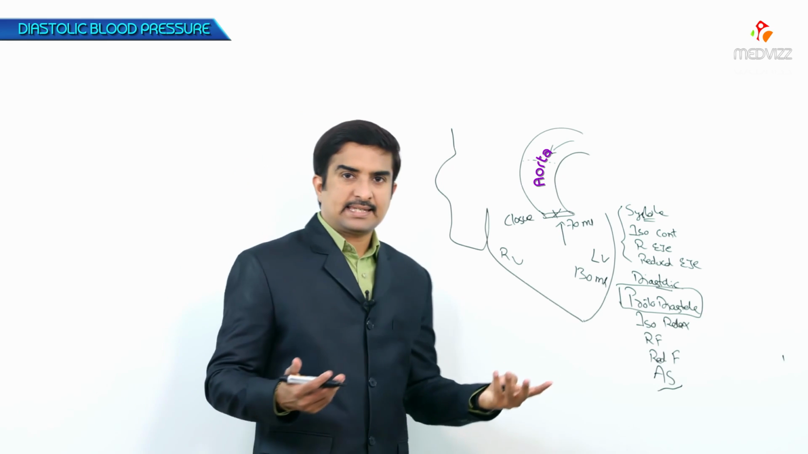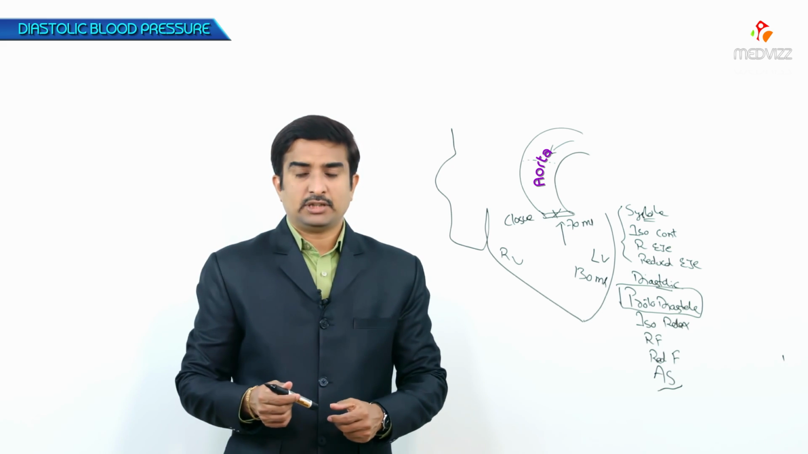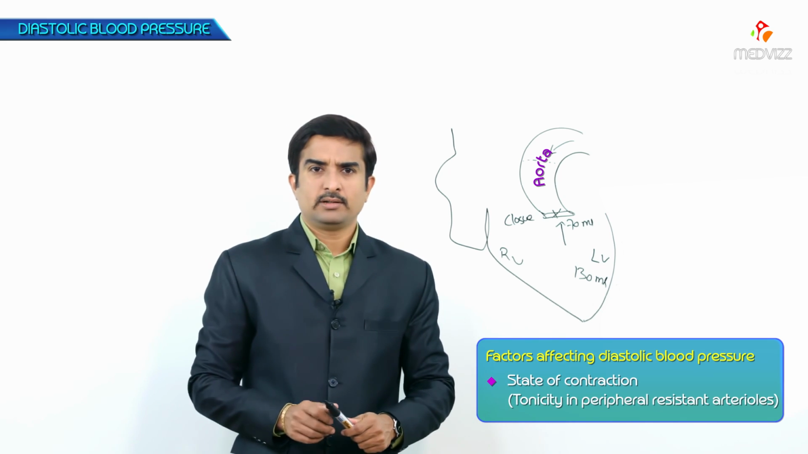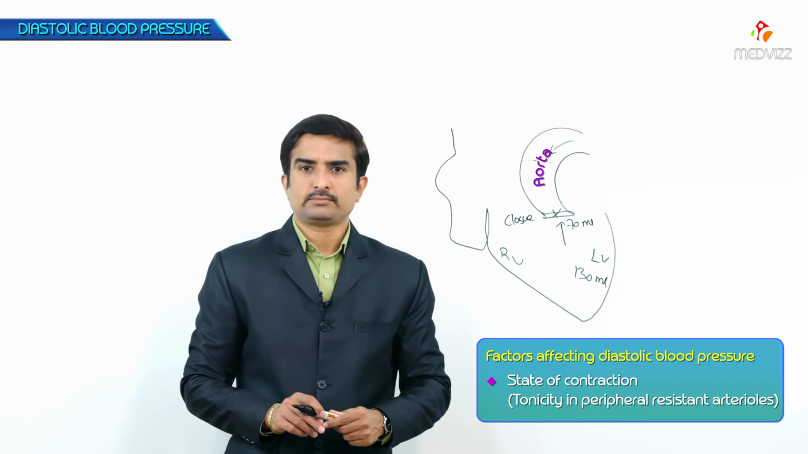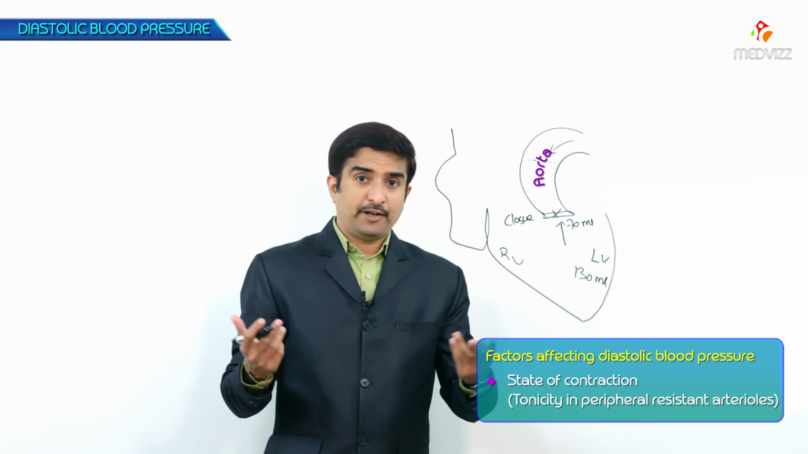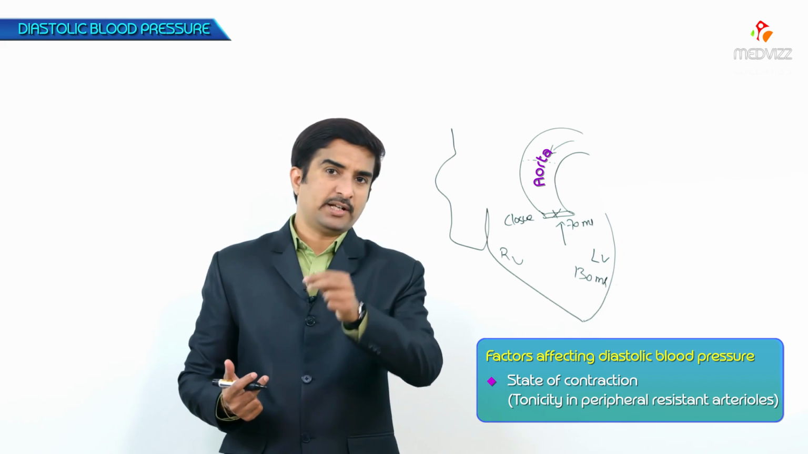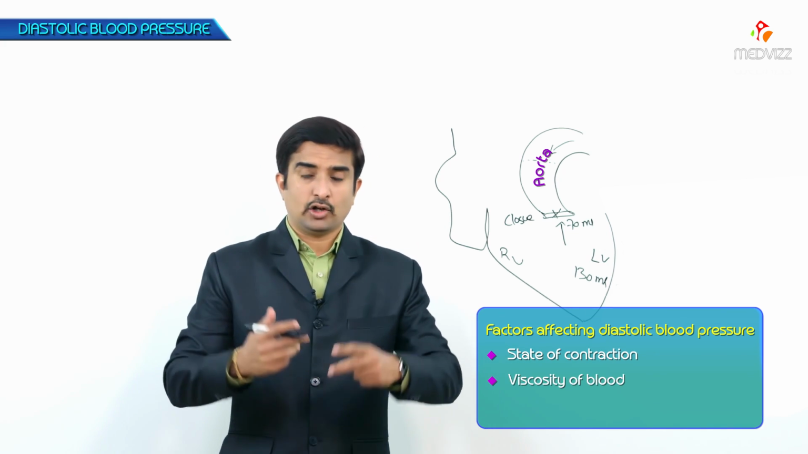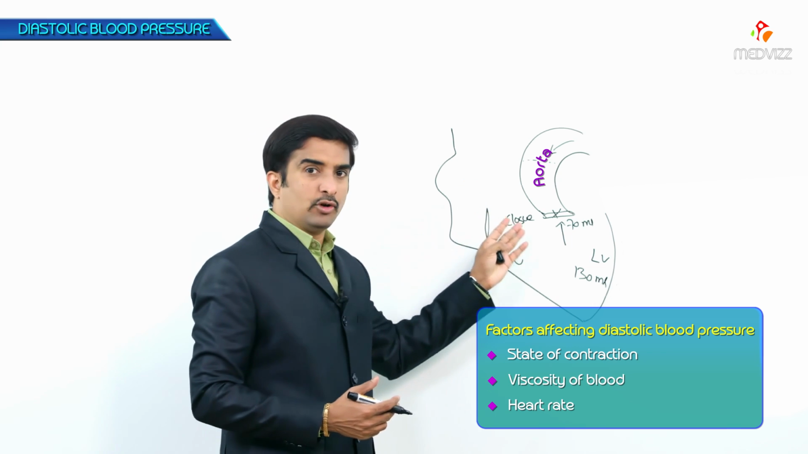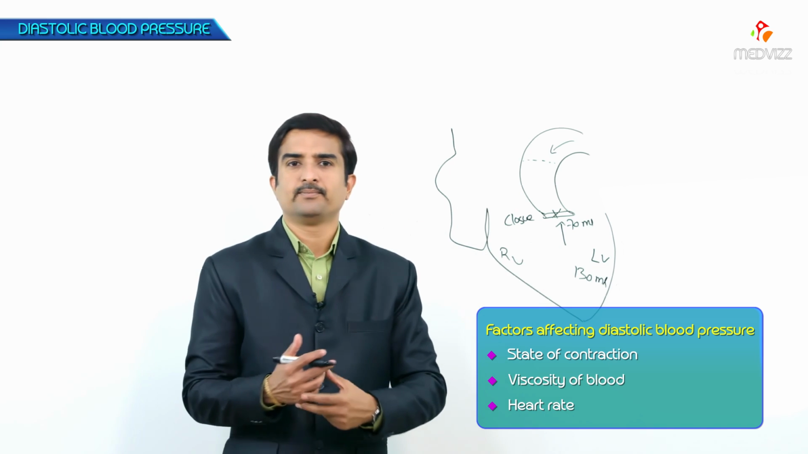So what are the factors which affect the diastolic blood pressure, or what are the dependent events of the diastolic blood pressure? It primarily depends on the state of contraction, that is tonicity of the peripheral resistance arterioles, and also it depends upon the viscosity of the blood, and also it depends upon the heart rate. There are so many factors which are responsible for the amount of the blood which is present in the aorta as well as the pressure inside the aorta during diastole.